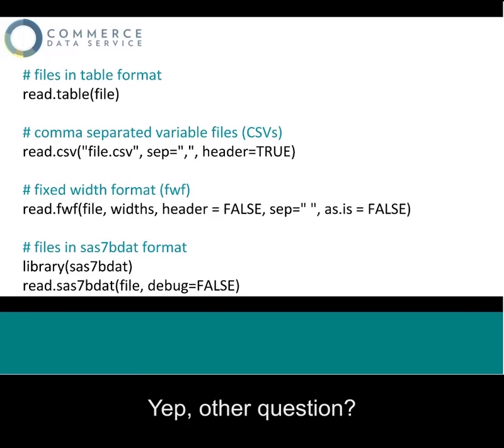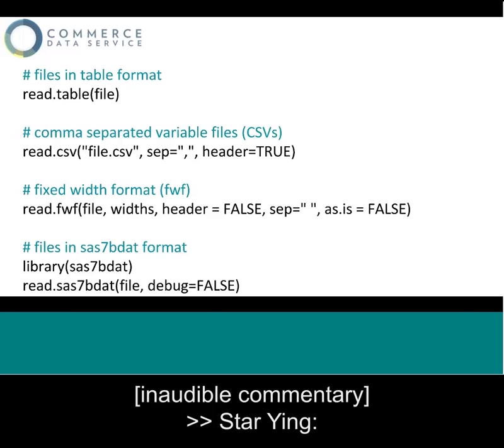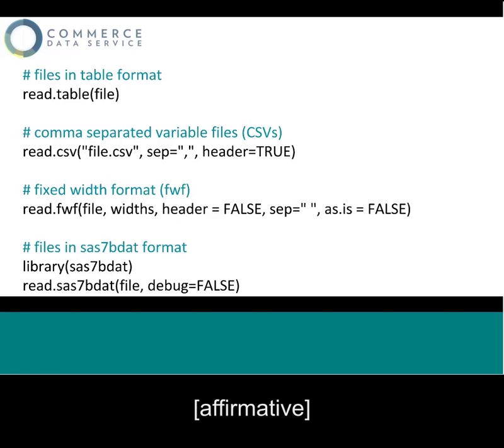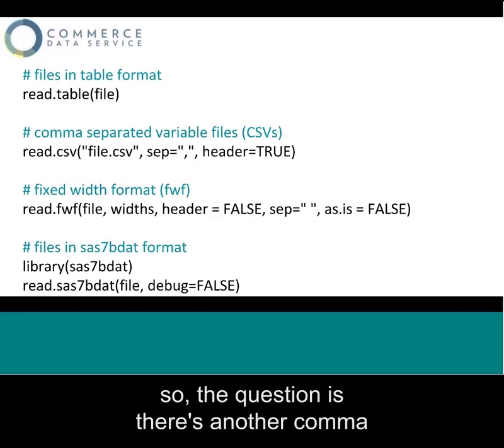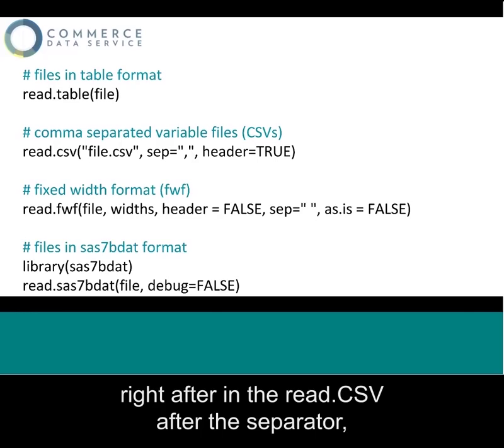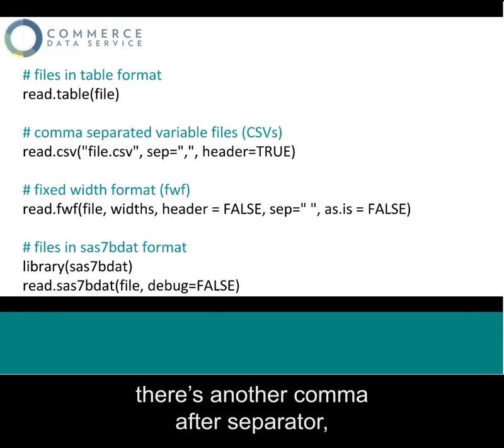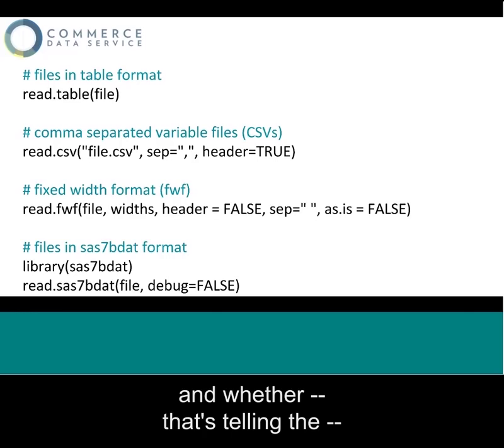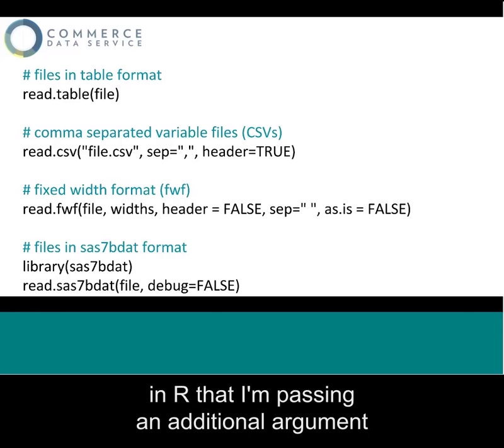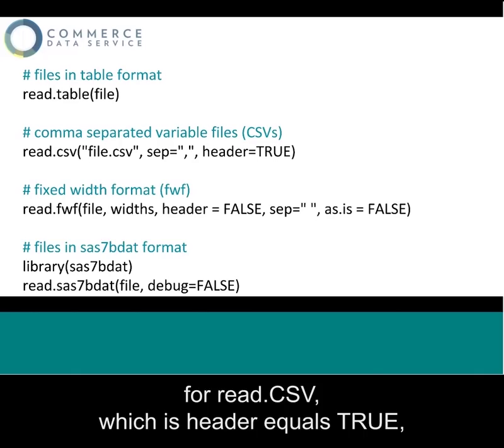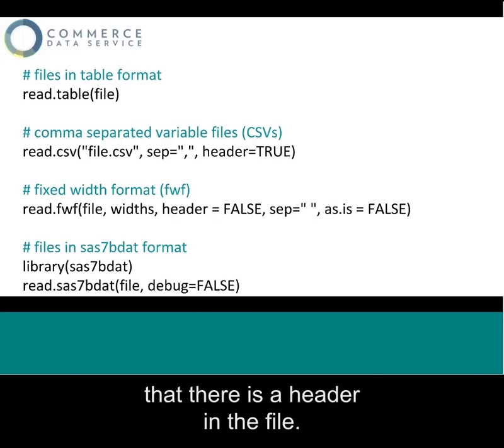Okay, question? The question is, there's another comma in the read.csv right after the separator, and what is that? That's telling R that I'm passing an additional argument for read.csv, which is header equals true, that there is a header in the file.